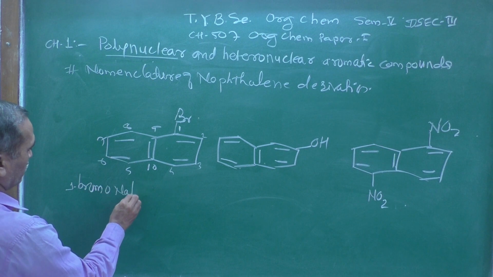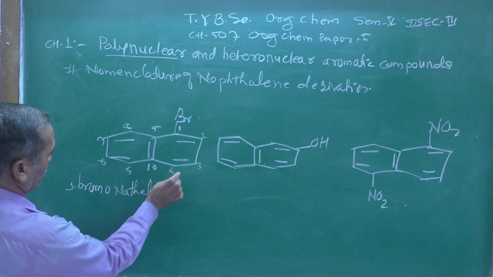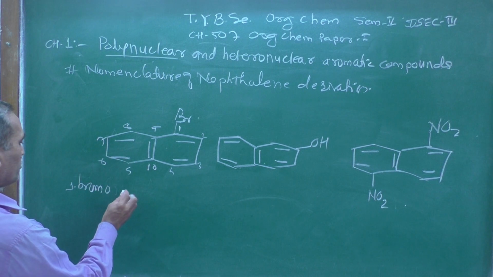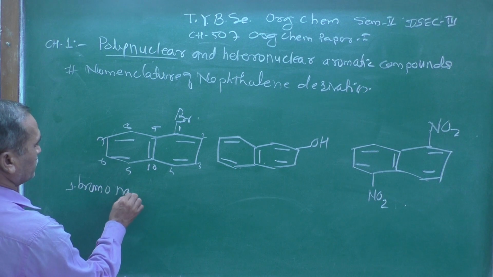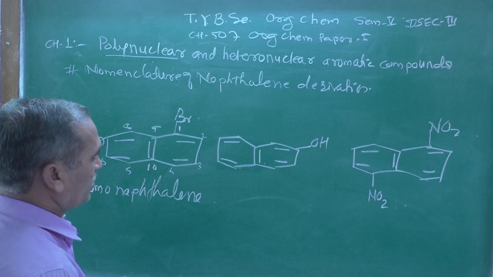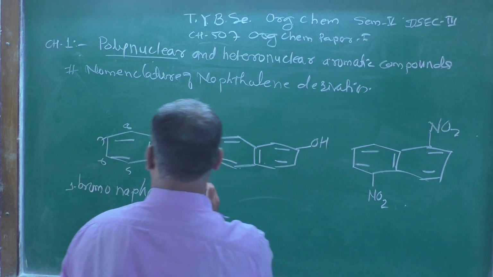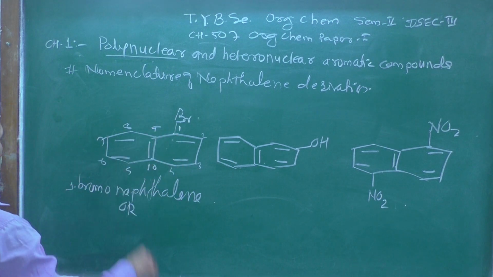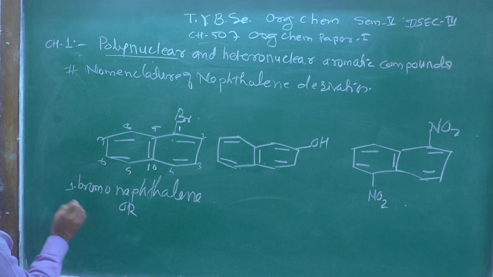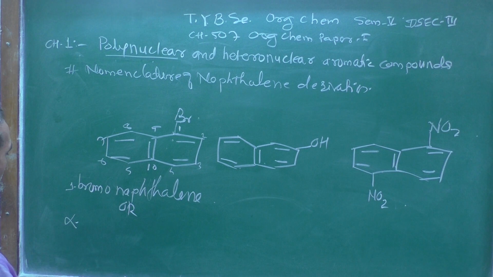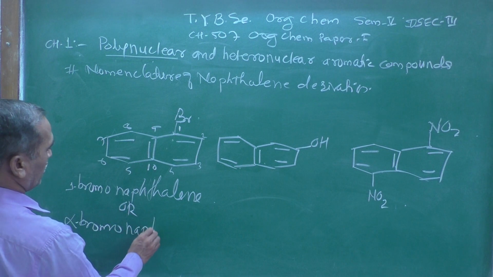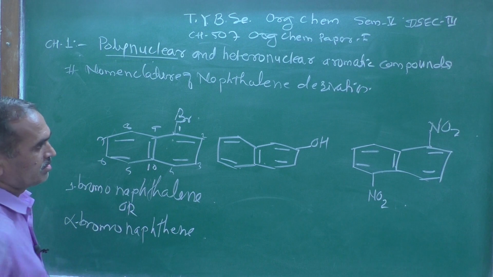naphthalene. 1-bromo naphthalene. That is the name of this derivative. This is the name of this compound. Now look at here. We can say at what position that bromine is, this is alpha position, this would be the beta position. Therefore, we can also call it alpha bromo naphthalene.